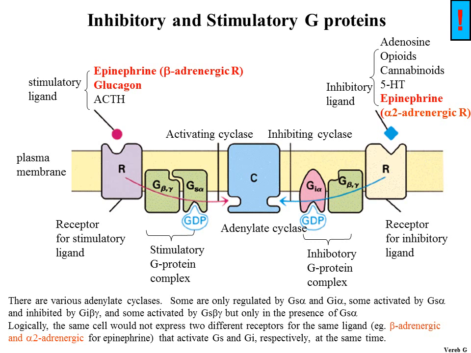Other things that you want to mention is that there are, of course, various adenylyl cyclases. Their regulation can be different, so there are subtypes, and their regulation between different G protein alpha, beta, and gamma subunits can be different.